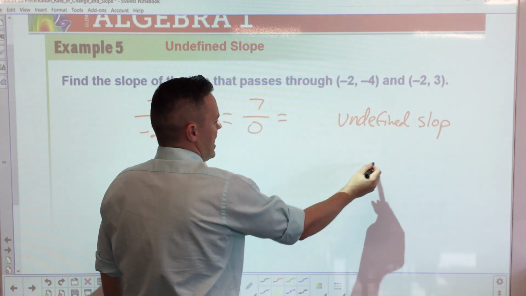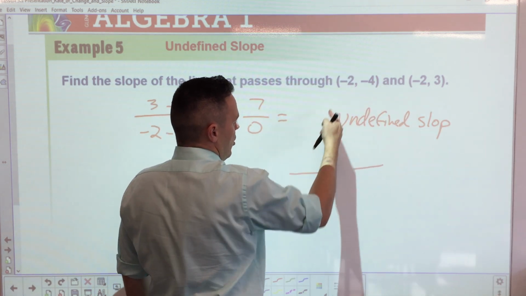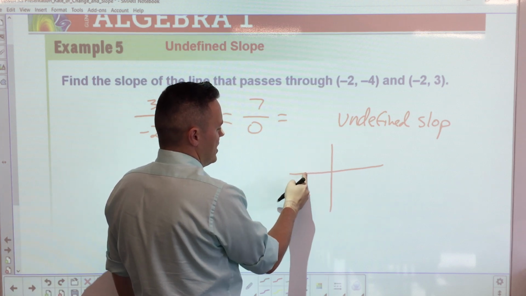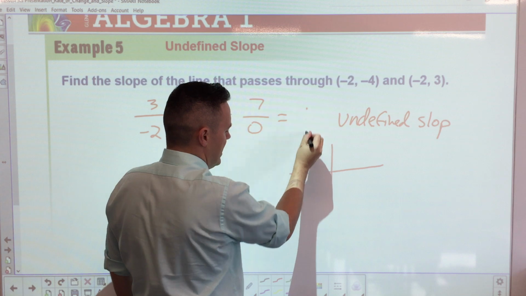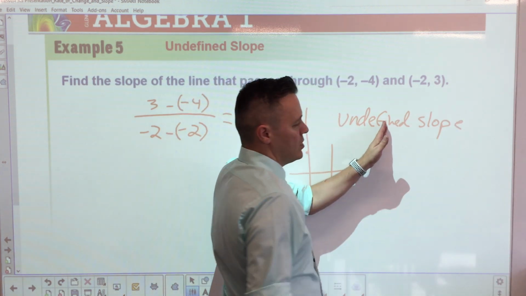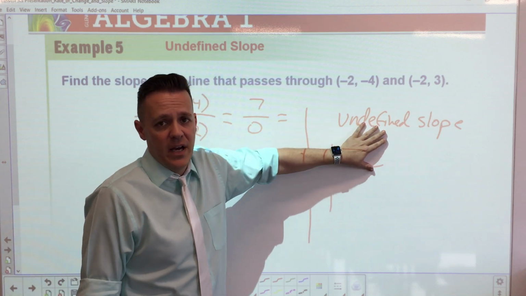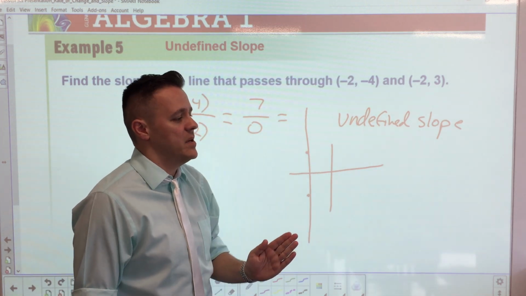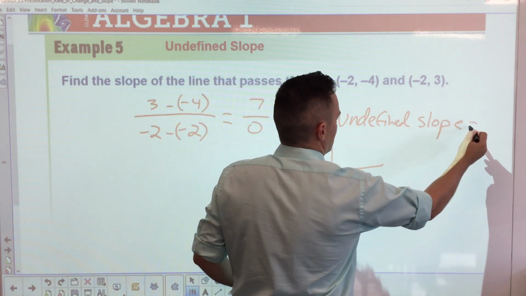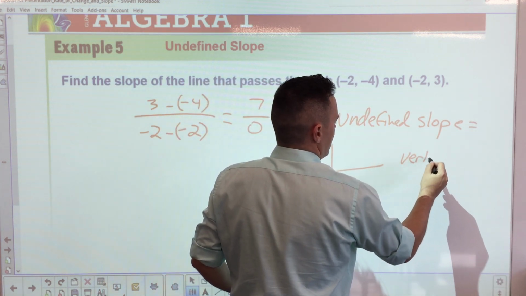Okay, this is actually going to be, if I go over -2, down -4, I go over -2, up 3, what kind of line is it? It is a vertical line. So if it's a vertical line, it is an undefined slope, because basically it's straight up and down and you can't define it either way. All right, so undefined slope equals vertical line.